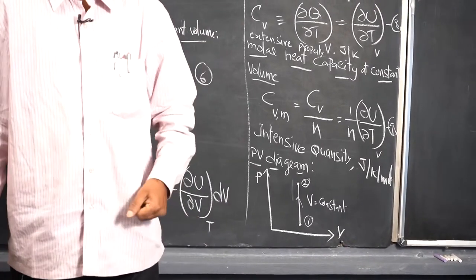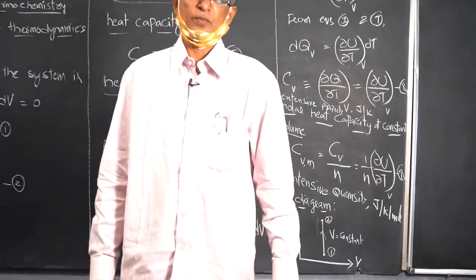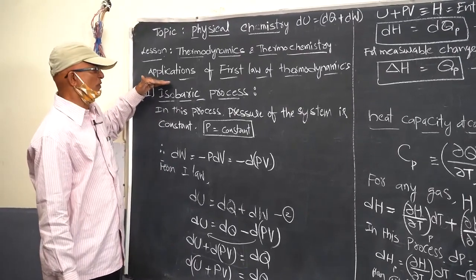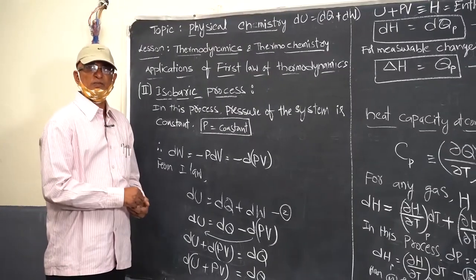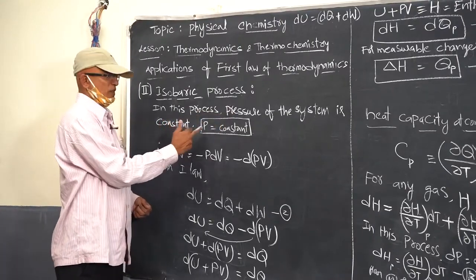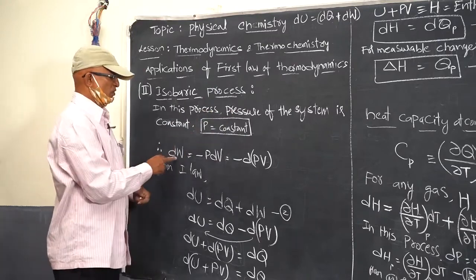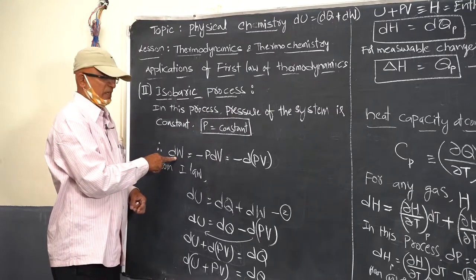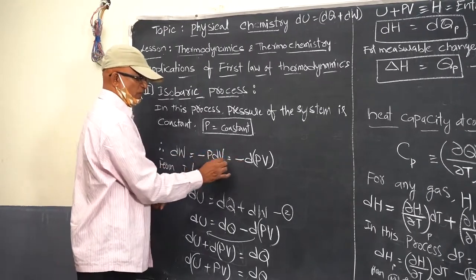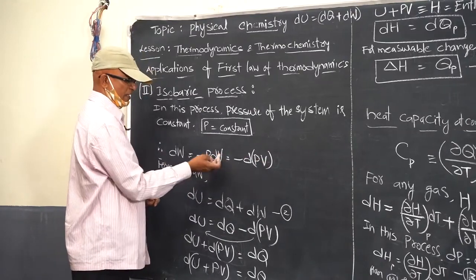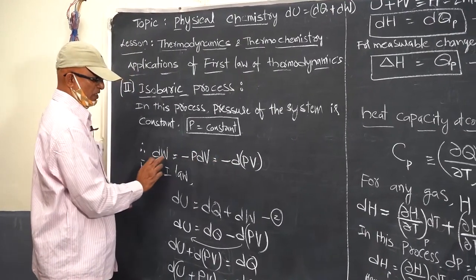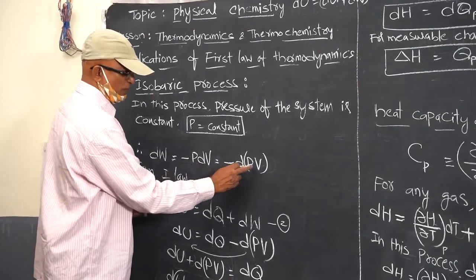Now I will start the applications for isobaric process. Now I am discussing the applications of first law of thermodynamics to isobaric process. Isobaric process means pressure is constant. In this process, pressure of the system is constant, P is equal to constant. Then what happens to the mechanical work done? dW is equal to minus PdV. As P is constant, you can take it inside the derivative, minus d of PV. Because P is constant, you can write it outside the derivative or you can take it inside. Its value will not change. So in place of minus PdV, the work done formula can be written as minus of d of PV.